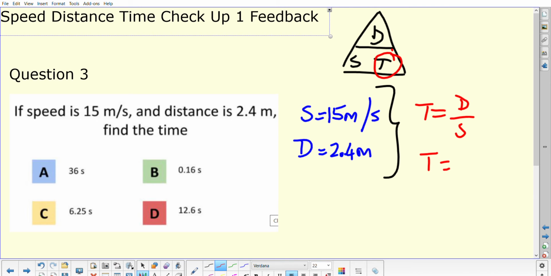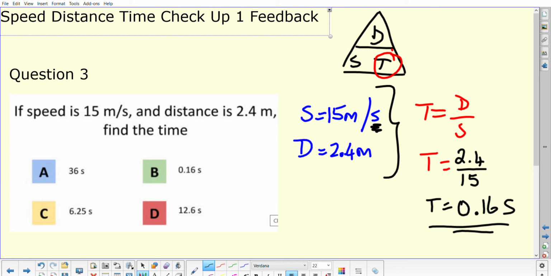So we are doing time equal to our distance on the top, 2.4, and our speed on the bottom, 15. If you do that question on the calculator, it would have come out with 0.16, and because our time units here are seconds, that would be your answer. So 0.16 seconds, which would have been answer B. So well done if you got that one correct.